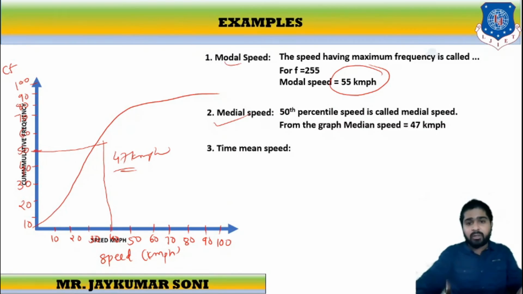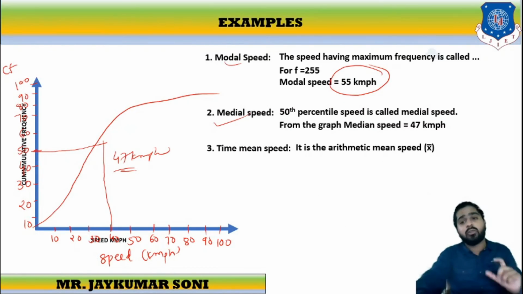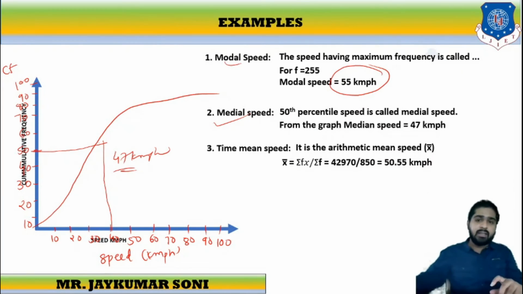Now the third is about time mean speed. So it is the arithmetic mean speed. It is also called x bar. So it is summation f x by summation f. We have already calculated the table value 42970. We have summation f as 850. So it will be 50.55 kmph.